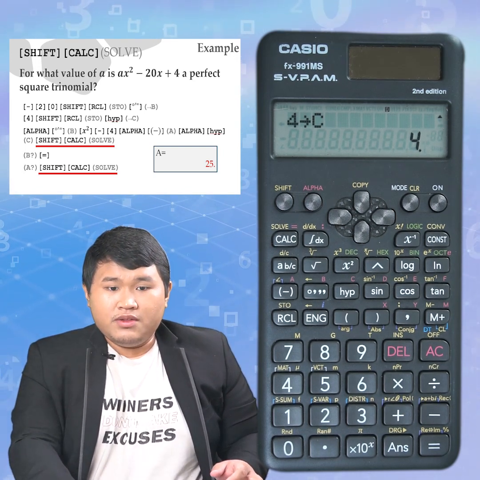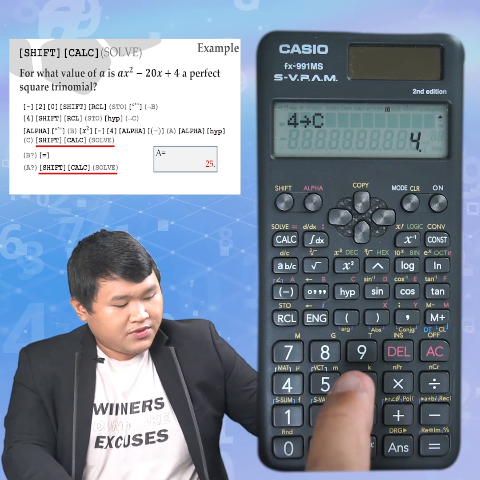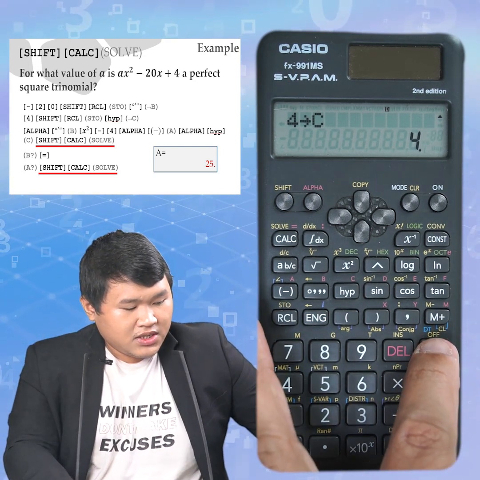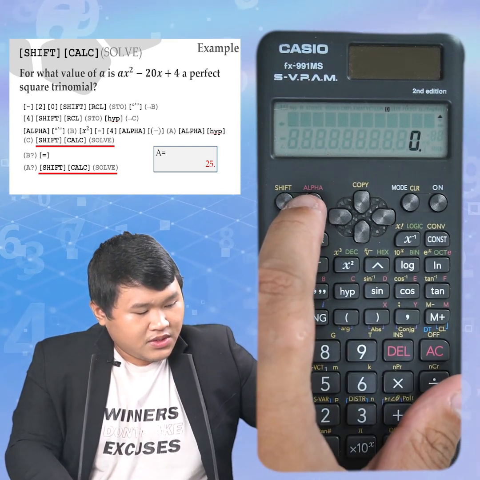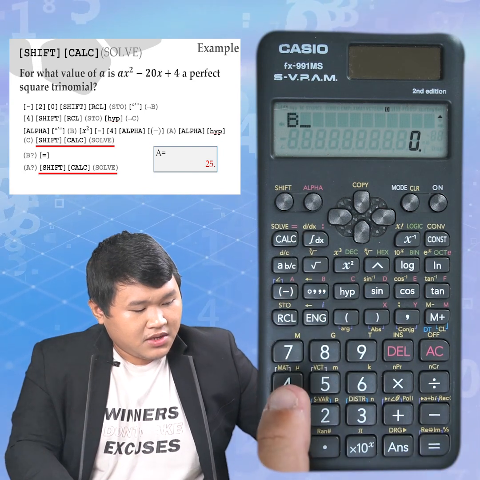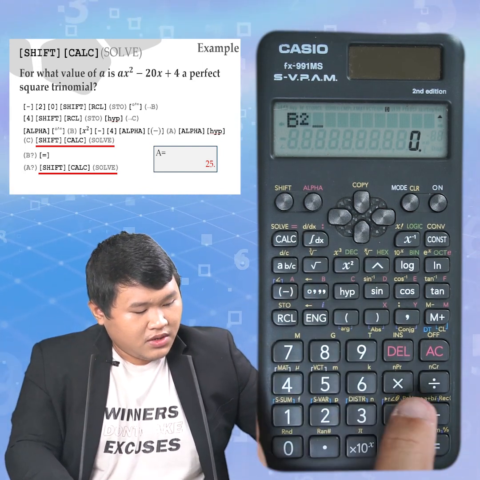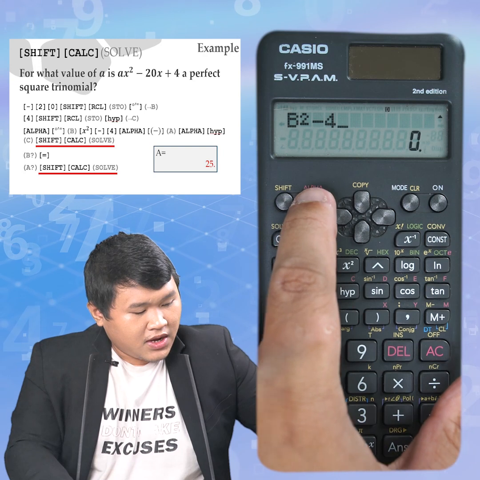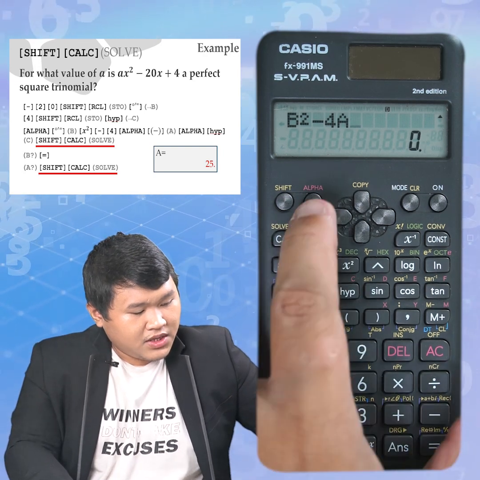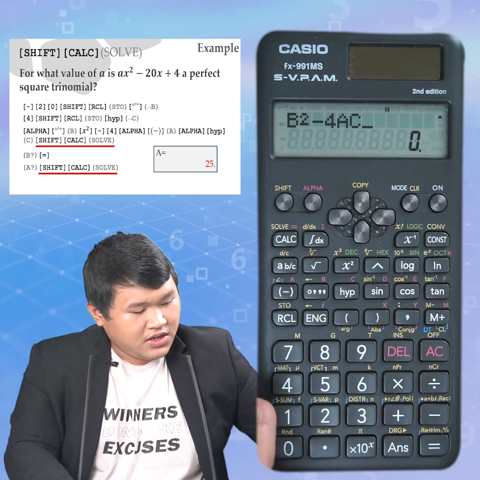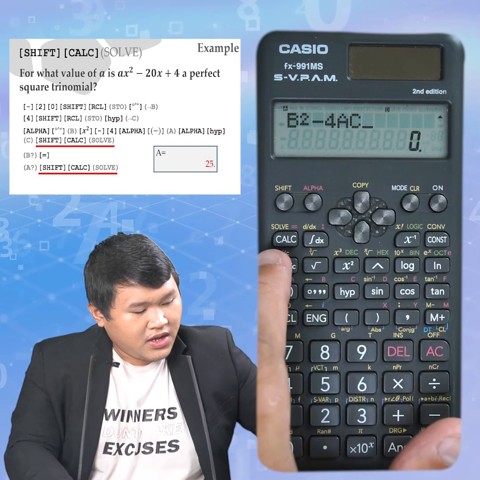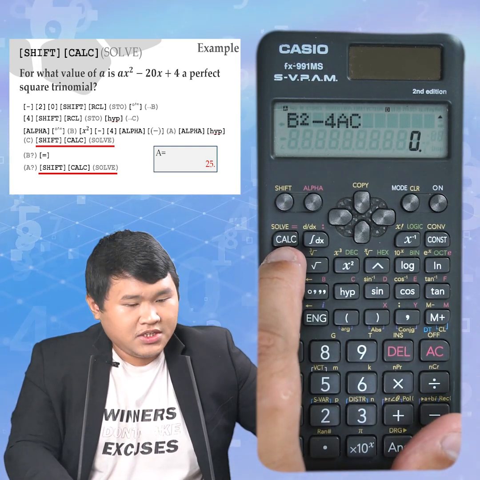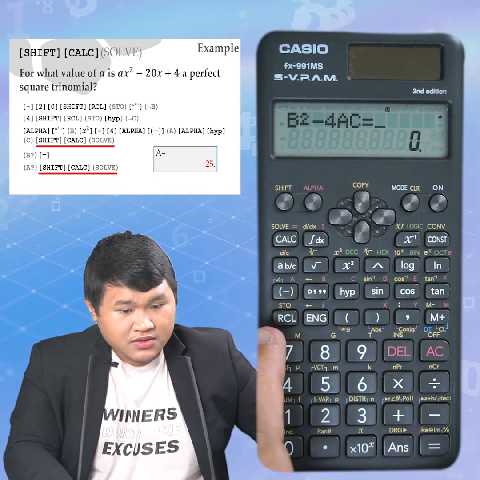Now, we can input the equation B squared minus 4AC equals 0. So, let's press alpha and then B, and then squared, minus 4, alpha and then A, and then alpha and then C, and then alpha and then calc for the equal sign, and then 0.